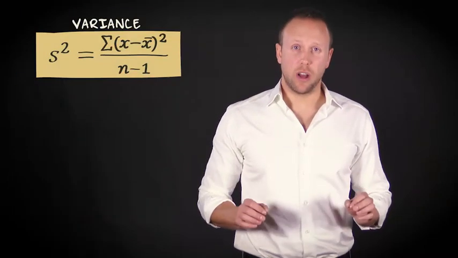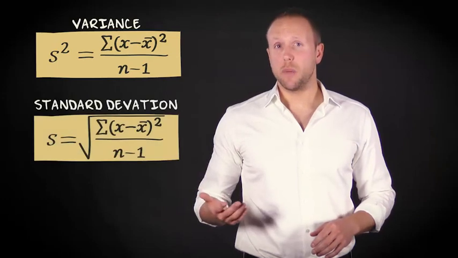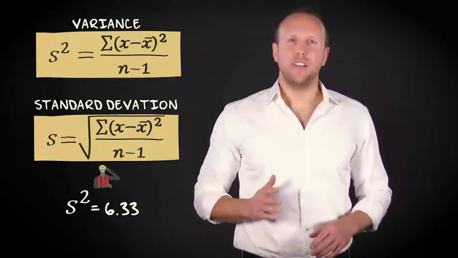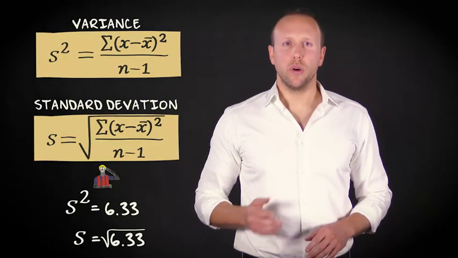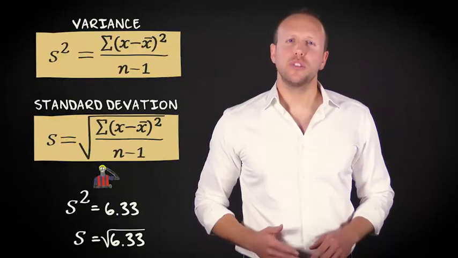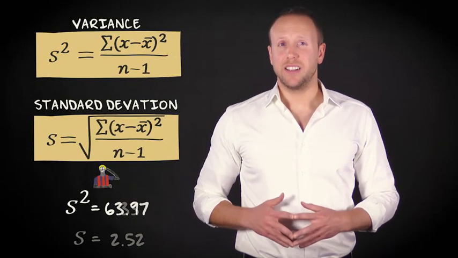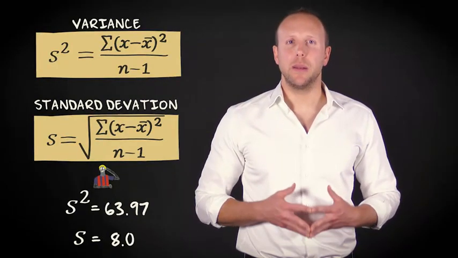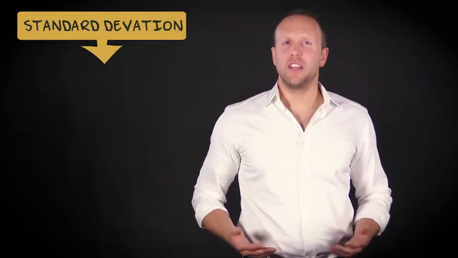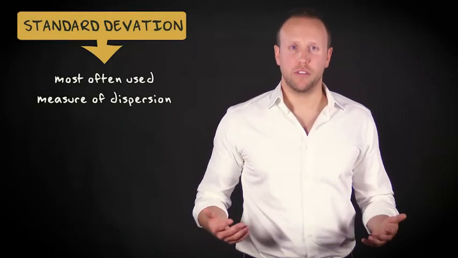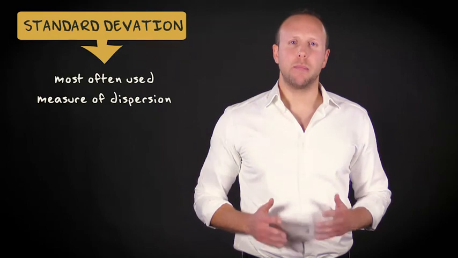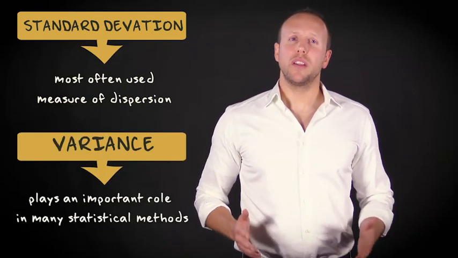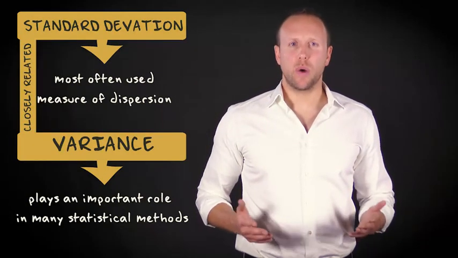Because this is the formula of the variance, this is the formula of the standard deviation. So, in our example, the standard deviation of Team 1 is the square root of 6.33. That equals 2.52. The standard deviation of Team 2 is the square root of 63.97. That equals 8.0. The standard deviation is the measure of dispersion that is used most often. However, in many statistical methods, the variance plays an important role as well. In this video, you have learned that they are closely related and that you can easily derive the one from the other.